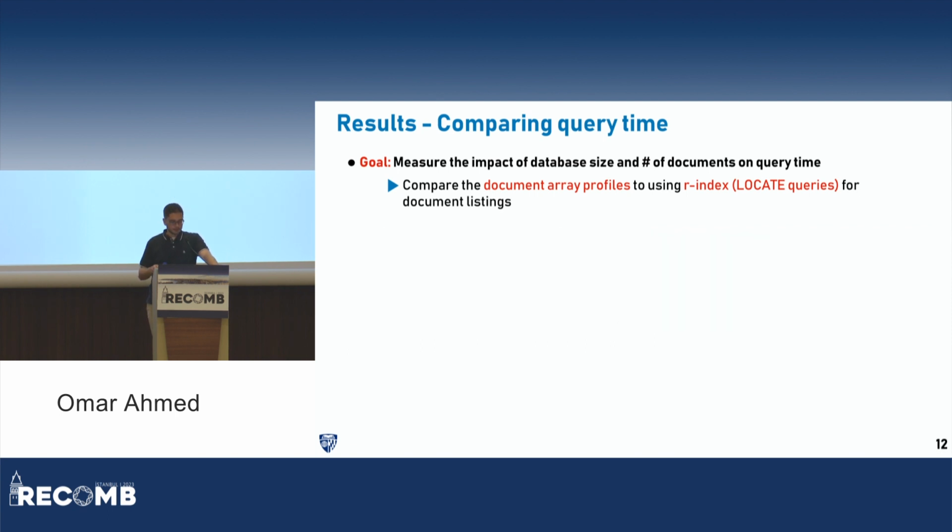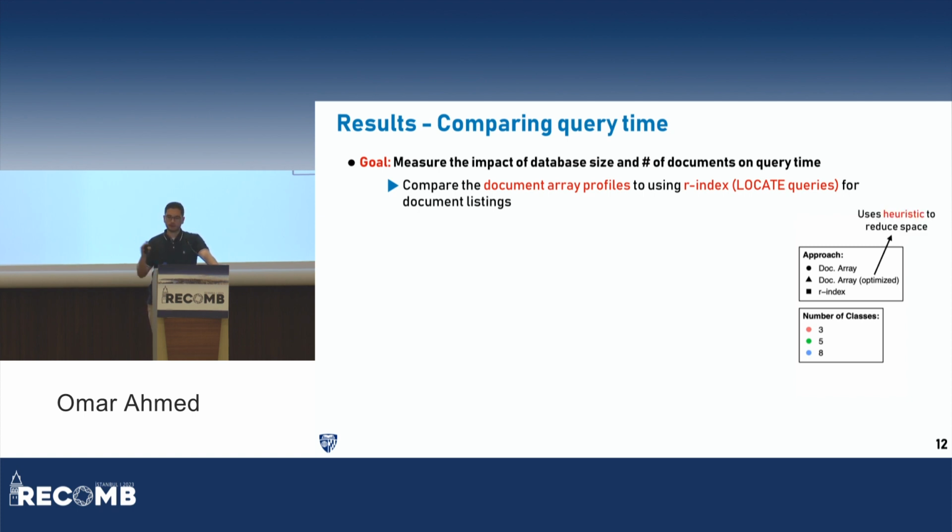Okay, so you can look at some results. Here's the legend, so we can decode this. We have the doc array optimized, which is basically the same thing. The only difference is we're using a heuristic to reduce the space. Other than that, you can treat them the same. All we're doing is storing it in small space to reduce the size of the index. Then we're comparing it to the r-index. The different colors represent different numbers of classes in the database.